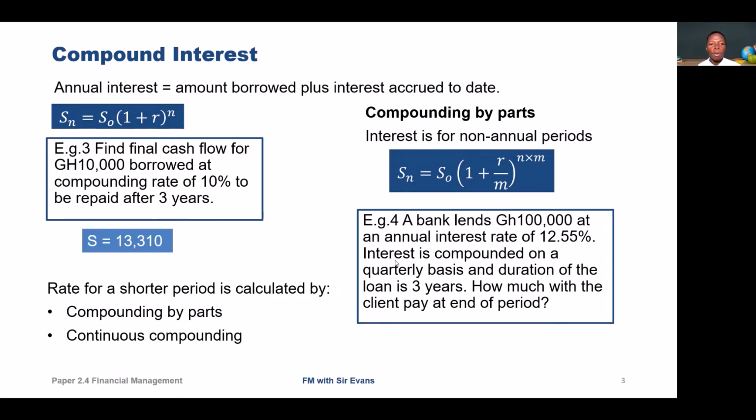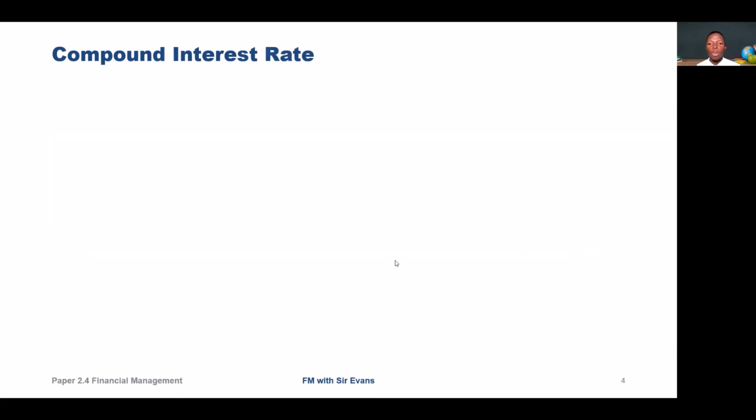So when we put this in the formula, S0 is 100,000, r is 12.55%, m is 4. So 12.55% over 4, raised to the power, we have 3 years, so 3 times 4. And that will give us Sn of 144,877.